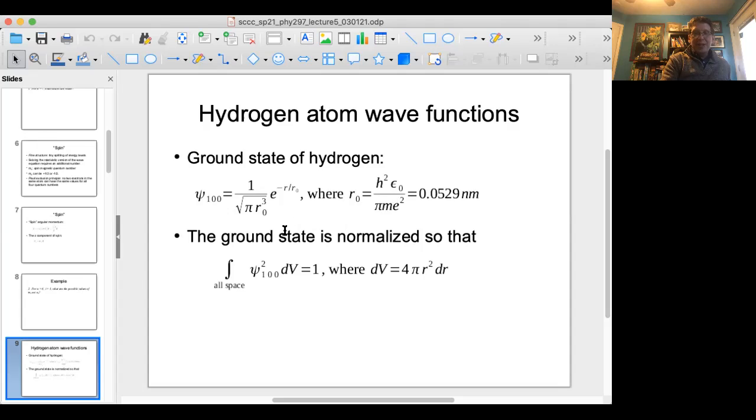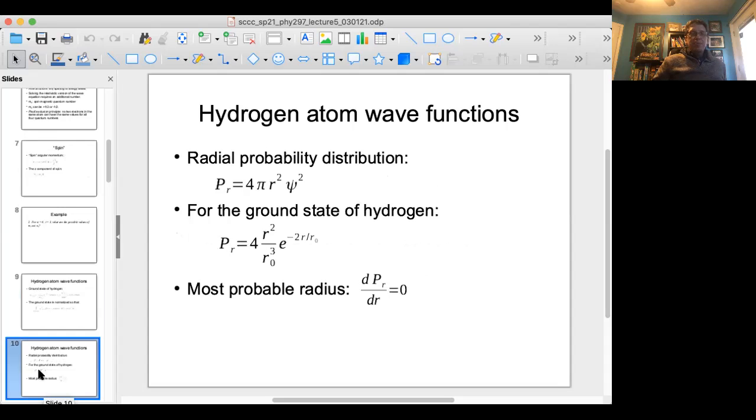And the ground state is normalized so that when you integrate the wave function over all space, you get a probability equal to exactly 1. So you're integrating over a volume. And the differential element of volume is 4 pi r squared dr. So you can have the 4 pi because there's no angular dependence for the potential energy, and so it only depends on r. And so that's where the 4 pi comes in.